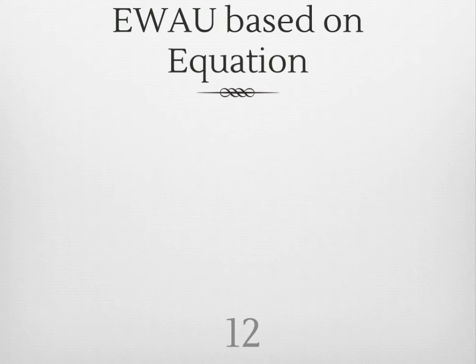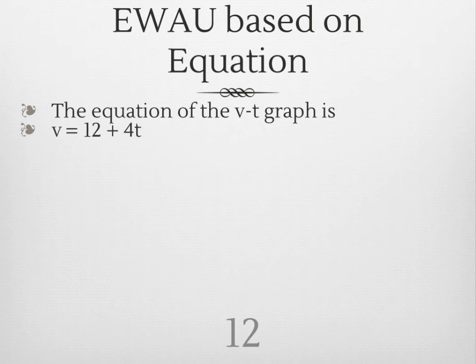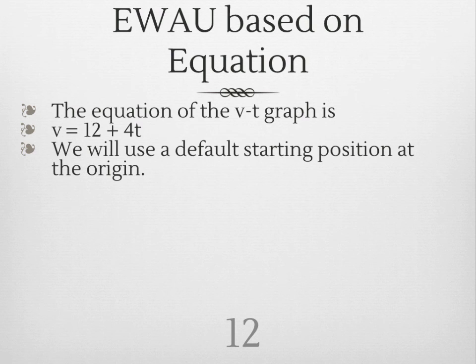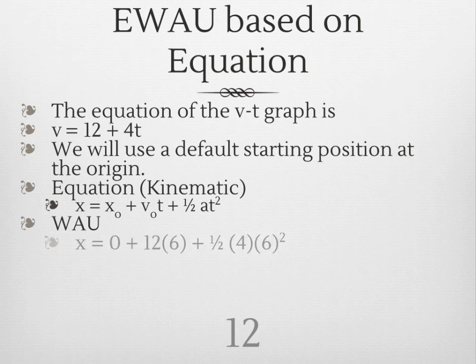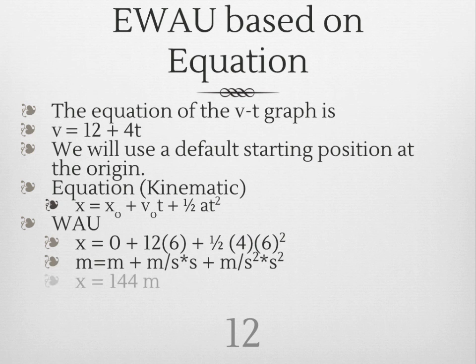The other way to find it is based on the equation of the graph itself. So the equation of the vt graph is v is equal to 12 plus 4t. We're going to use a default starting position of the origin, and our kinematic equation is kinematic 2, x is equal to x naught plus v naught t plus 1/2 at squared. Substituting in all of the things that we know from the graph and the equation and what was given, we find the units do all match, and we do get the same answer of 144 meters.